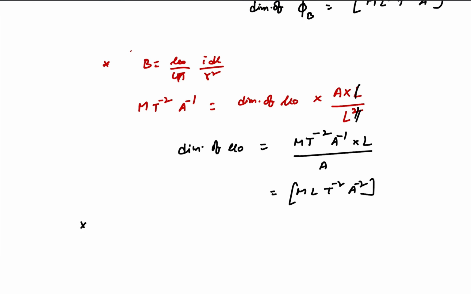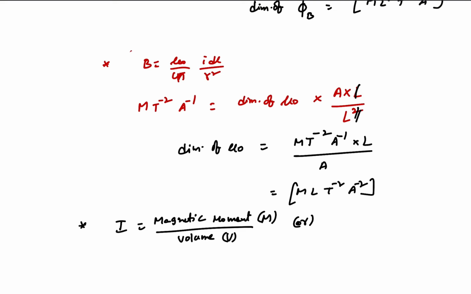Anyway, you got that. Magnetization. What is the dimension formula of magnetization? Magnetization means intensity of magnetization, I. That is M, meaning magnetic moment, divided by the volume V. One more thing is there.